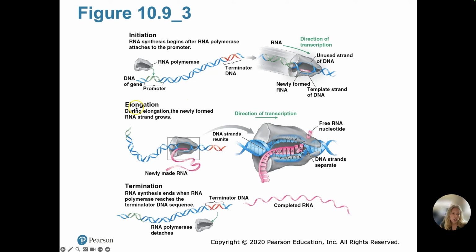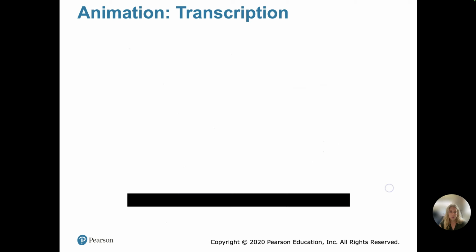The second stage of transcription is elongation. That's just when the newly formed RNA strand grows as RNA polymerase continues adding new nucleotides. And then finally, the third stage is termination, which is when RNA synthesis ends, when RNA polymerase reaches the terminator DNA sequence and the completed RNA is released. So those are the 3 steps of transcription. Here's a quick animation video on the process of transcription.